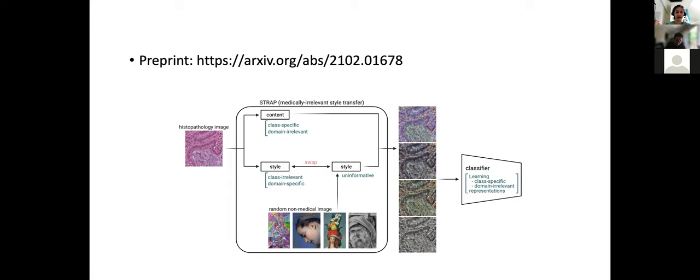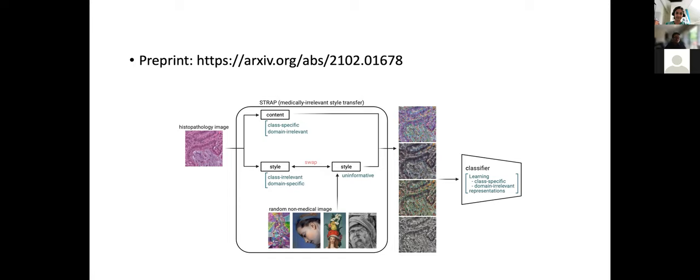I have another follow-up question, Rikiya. Both the tasks that you evaluated on were classification tasks, right? Do you think the performance is going to be similar if you wanted to use it for, let's say, segmentation, where you actually want to identify some things in the pathology? Have you tried an experiment?